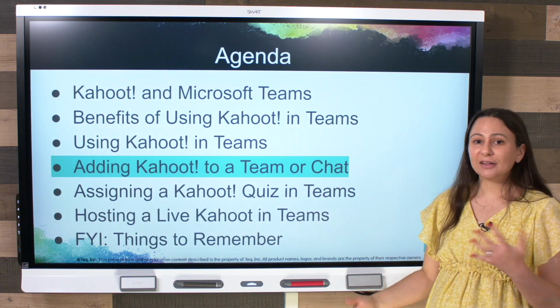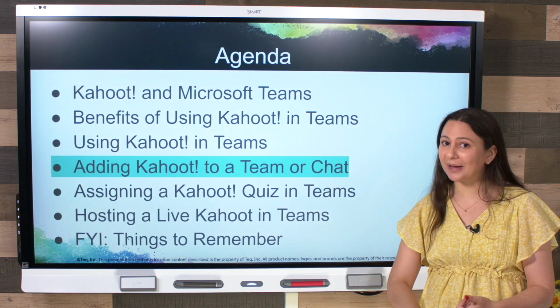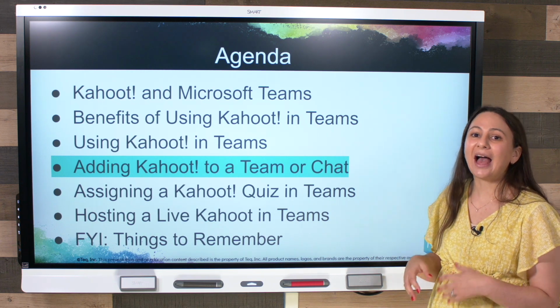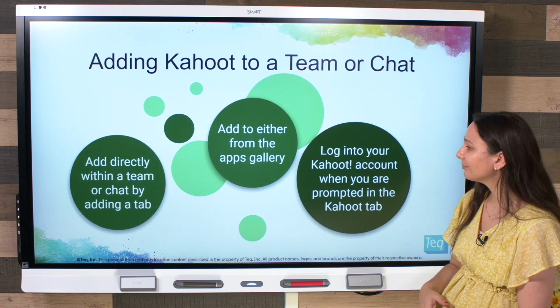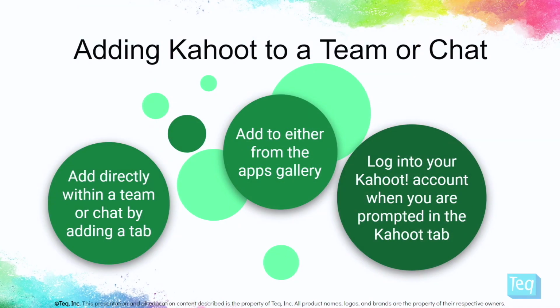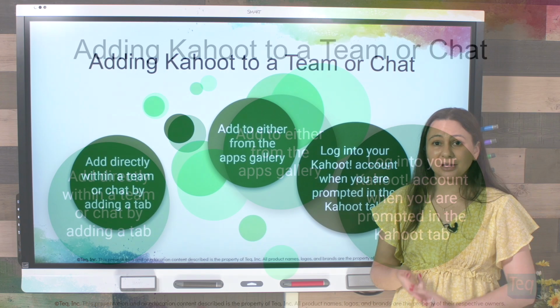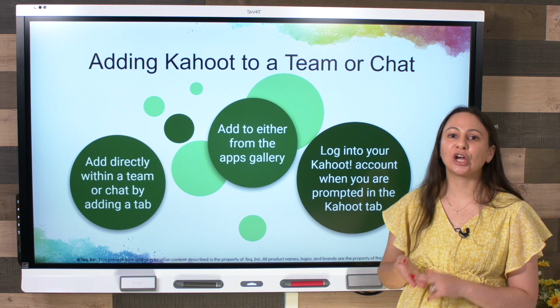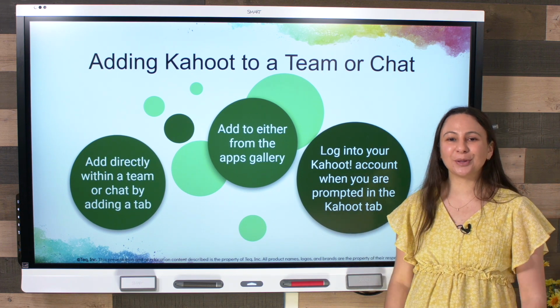Okay, so now let's review how to add Kahoot either to a team or to a chat. So those are the two main ways that we can have Kahoot integrated with Microsoft Teams. So we can add directly within a team or chat by adding a tab. And I'll show you in a little bit how that works. From there, we can either add from the app's gallery, so that's a place that we can look at multiple apps, and then choose where we want to add it to specifically. And then finally, you want to log into your Kahoot account when you are prompted in the Kahoot tab. So those are the 3 important things that we want to keep in mind when we are adding Kahoot to Microsoft Teams. So let's head over to the computer and I'll show you how to add those.